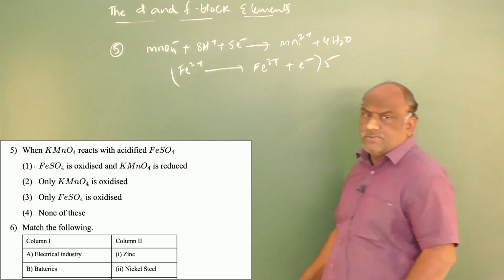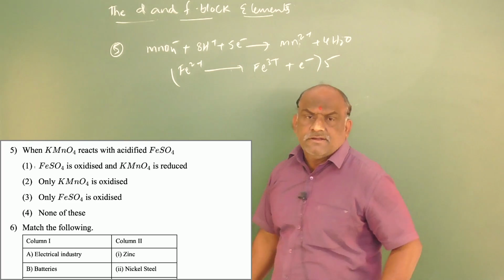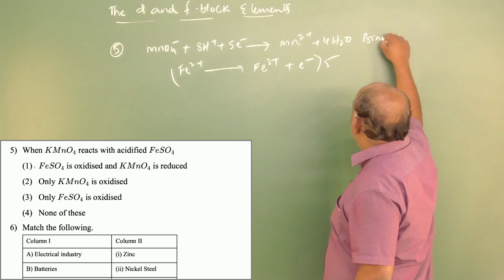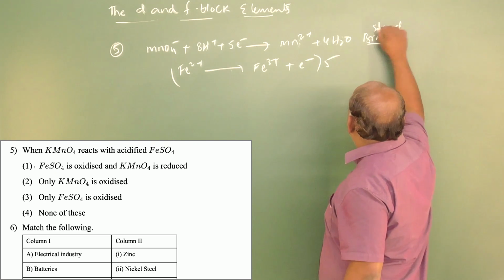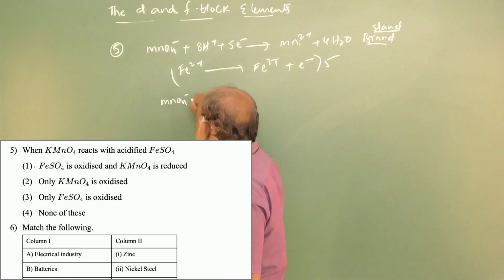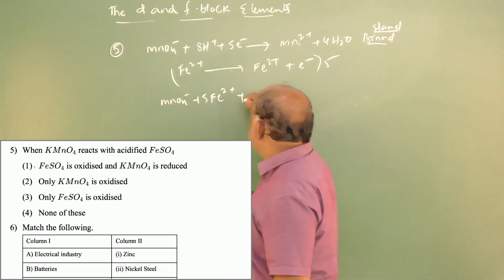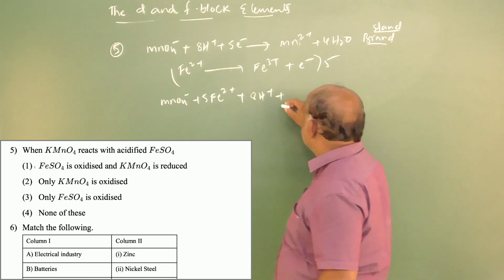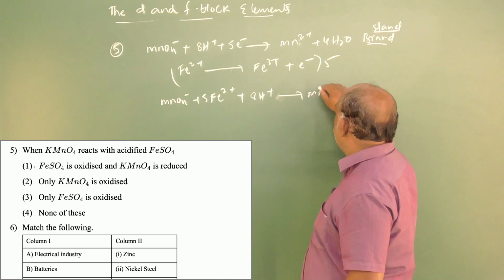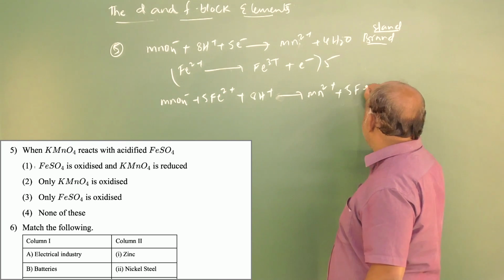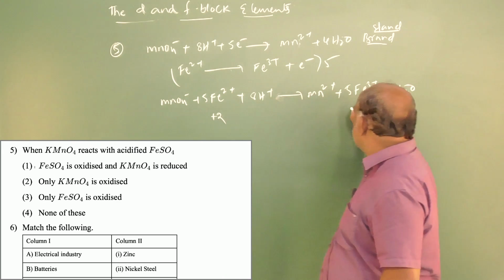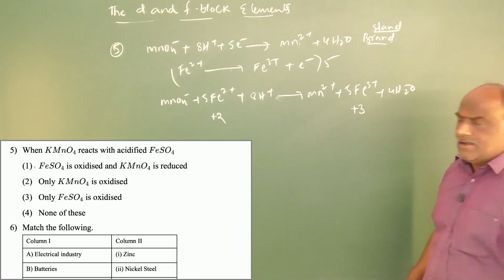Multiply the equation by 5, because in equation number 1, 5 electrons are there, and in equation number 2 only 1 electron is there. This is the standard equation of the reduction reaction. Multiplying by 5, what we will get? MnO4 minus plus 5Fe2 plus plus 8H plus gives rise to Mn2 plus plus 5Fe3 plus plus 4H2O.